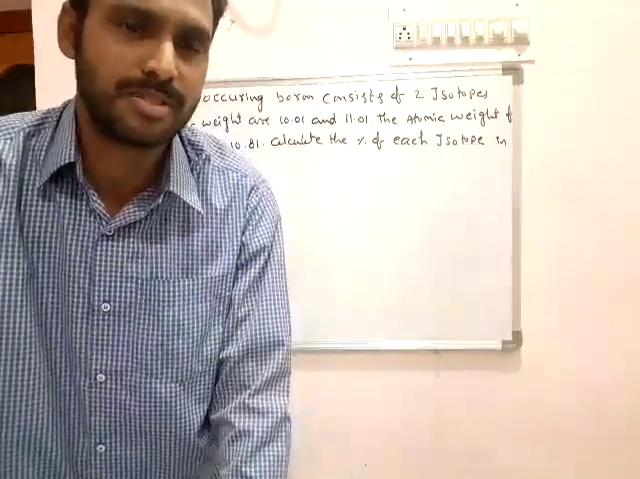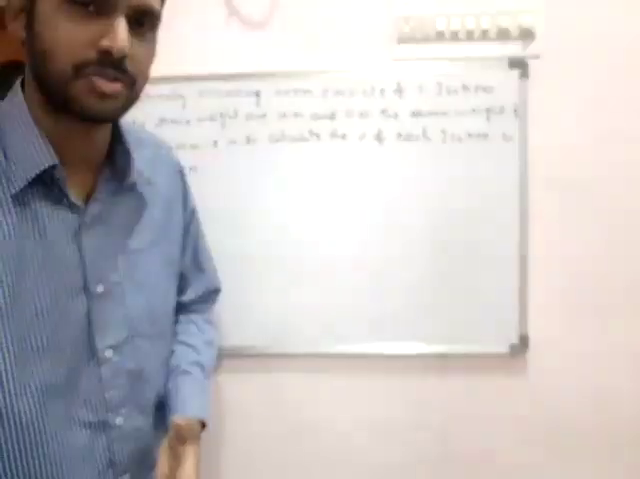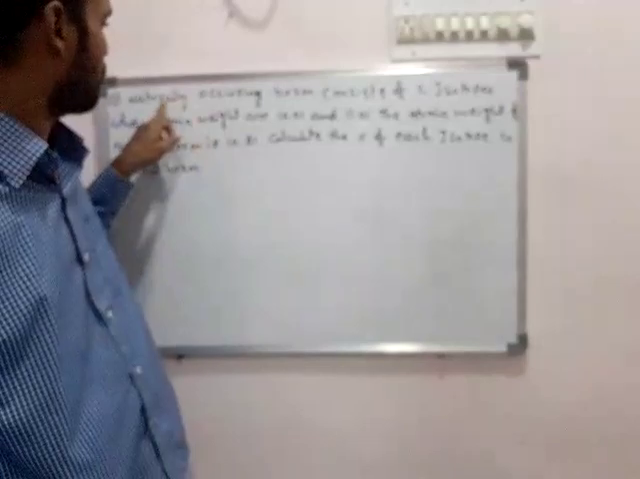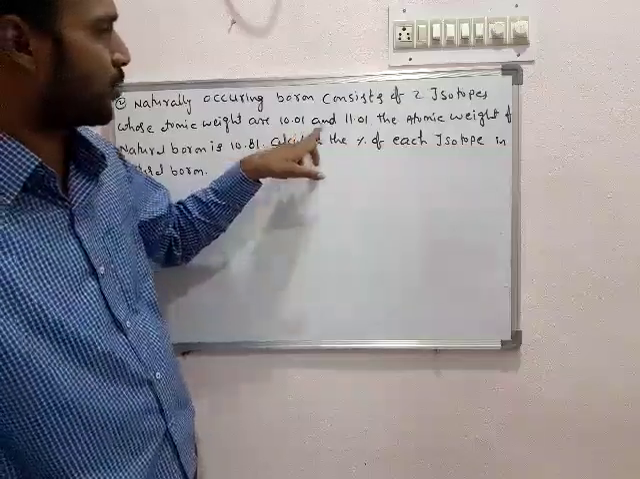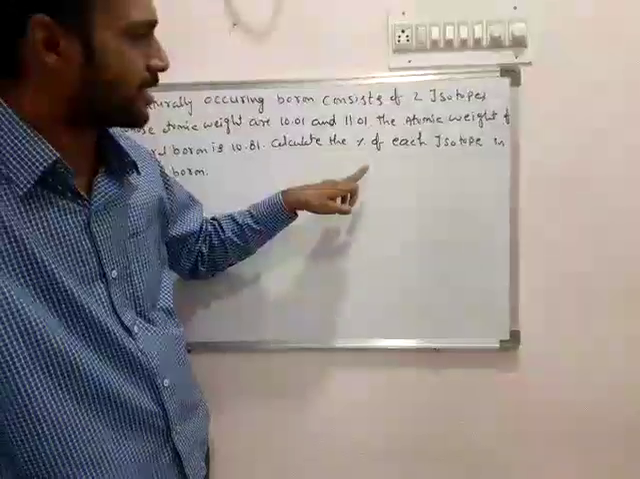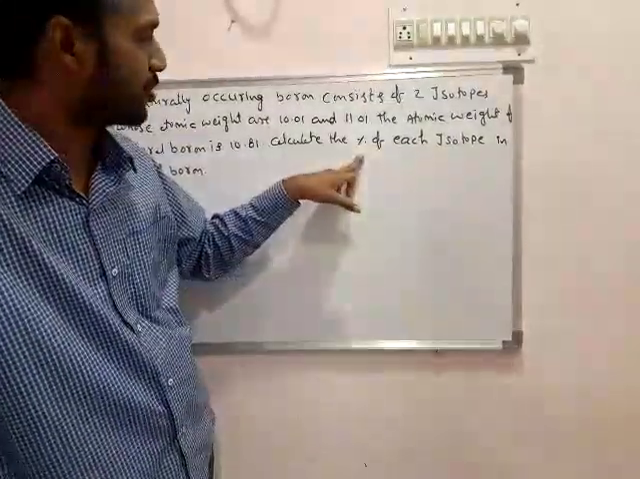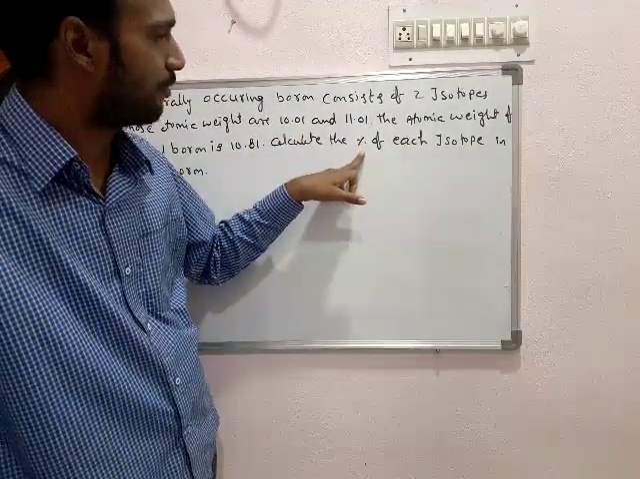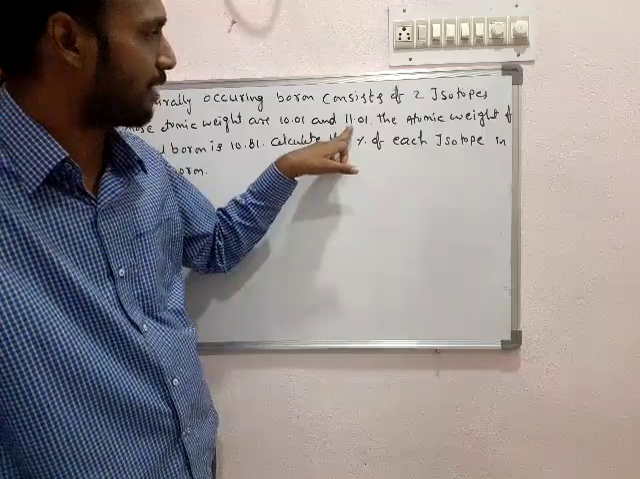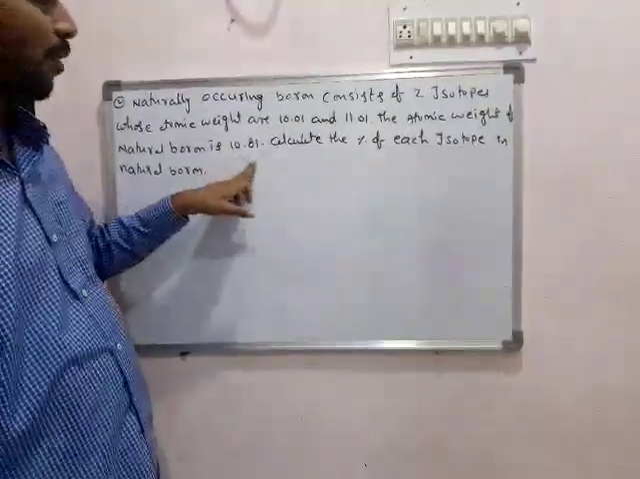See the next problem of a similar model. In this question, naturally occurring boron consists of two isotopes. In the earlier problem there were three isotopes for the element. Here the boron occurs in two isotopes which have atomic weights 10.01 and 11.01, but their percentages are not given. We need to find the percentage of each isotope, that is, the percentage of the isotope with 10.01 atomic weight and the percentage of the other boron isotope with 11.01 atomic weight. The average atomic weight is given as 10.81.